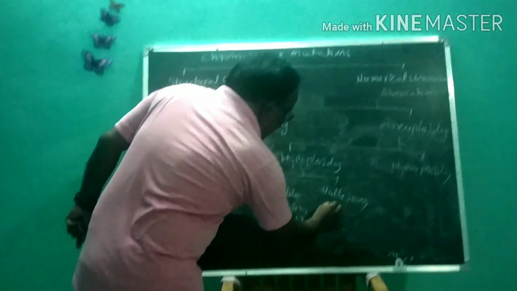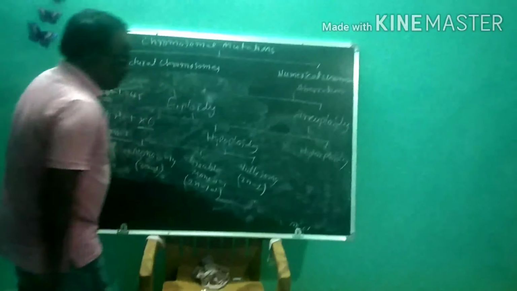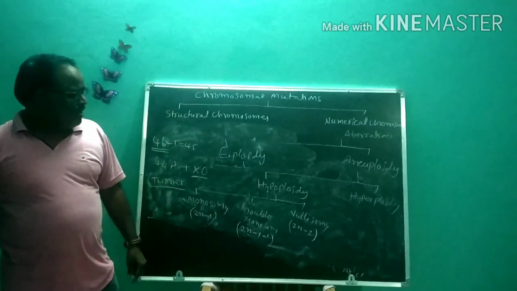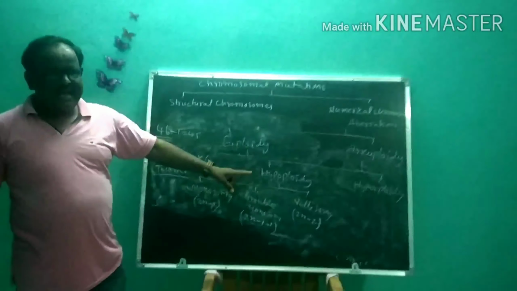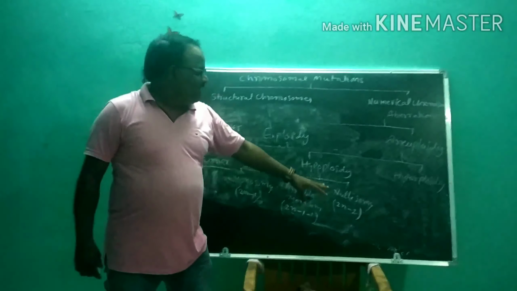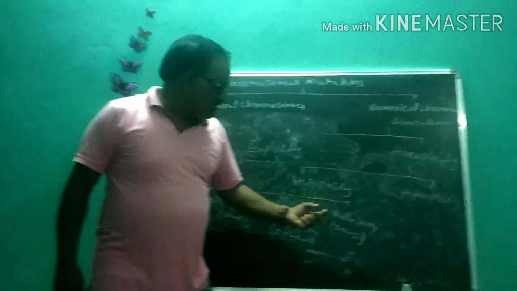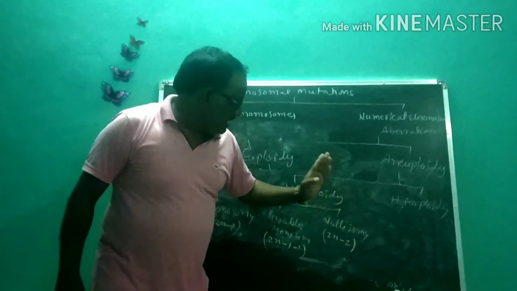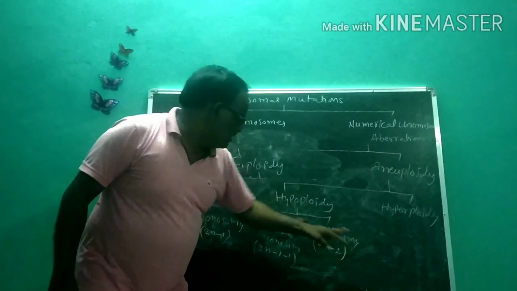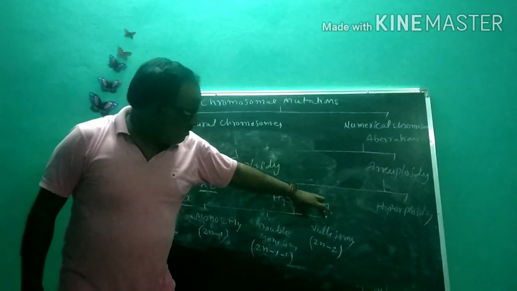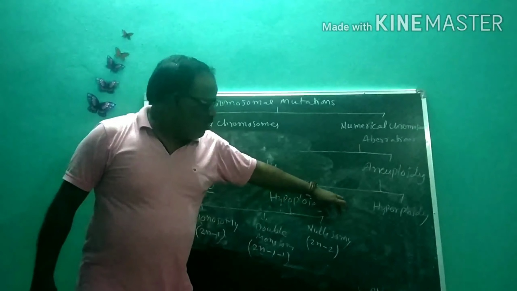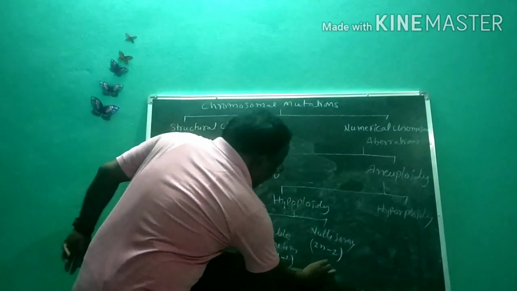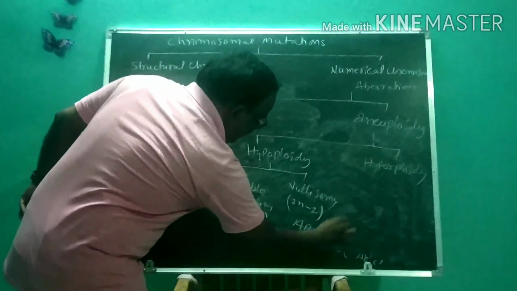Next, nullisomy. Nullisomy means normal chromosomes minus 2. Hypo means decrease. That's why nullisomy: a chromosome set of pair loss. That is called nullisomy. When normal chromosomes are 46, at that time it is minus 2 chromosomes. Deletion or loss of 2 chromosomes, that situation is called nullisomy. This nullisomy generally occurs in non-homologous chromosomes, A, B and A, like that.